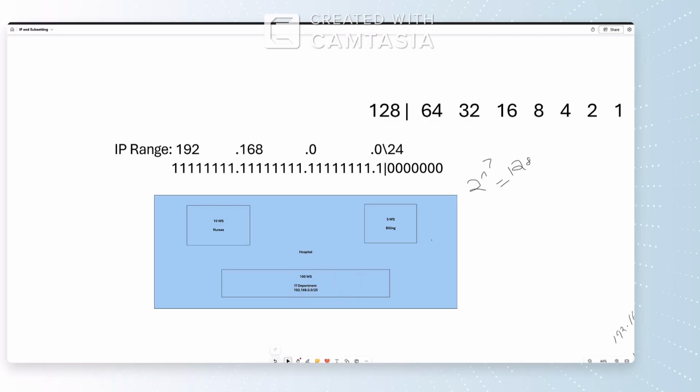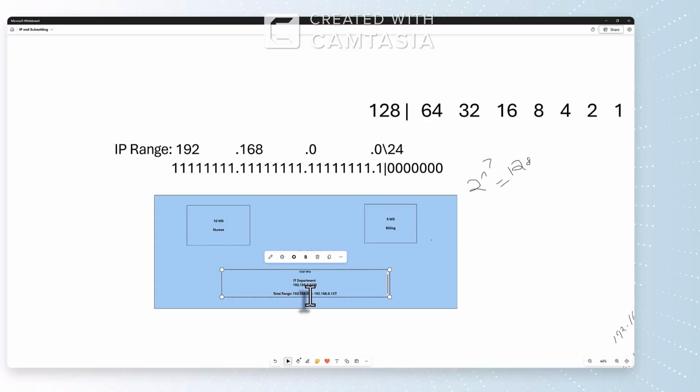So if we go back down here, now we can write that out so it's easy for us. So our total range will be 192.168.0.0 to 192.168.0.127. Remember, 0 is considered a number, so it's 128 total, including 0. So that would be 0 to 127. The first and last numbers are used by our broadcast and our network address. So let me just write that in here.